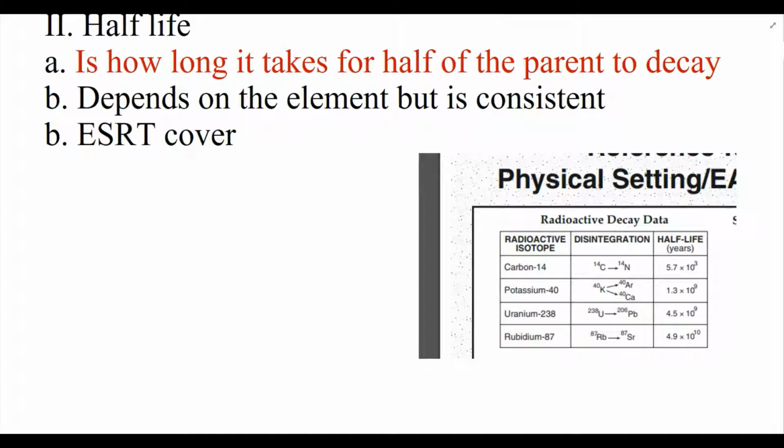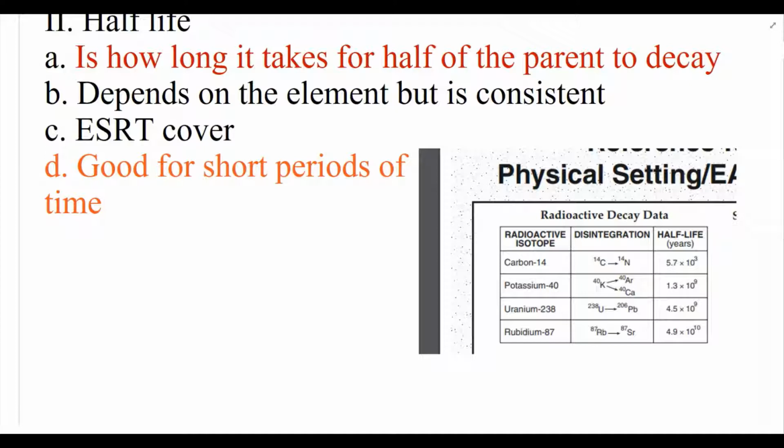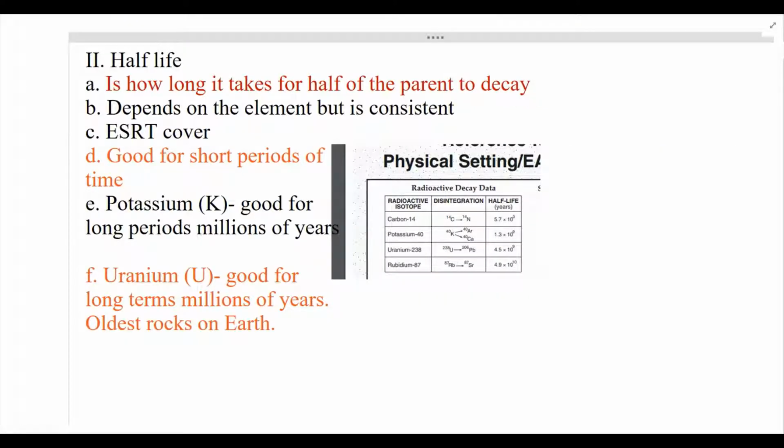So how old we suspect something is going to affect what type of element we use to determine its age. So again, carbon-14 is good for short periods of time. Potassium-40 is going to be good for really long periods of time. And uranium is going to be good for long-term, millions of years, the oldest rocks on Earth. So that's the rough idea of how different elements are going to affect how old the rock is that we want to look at.